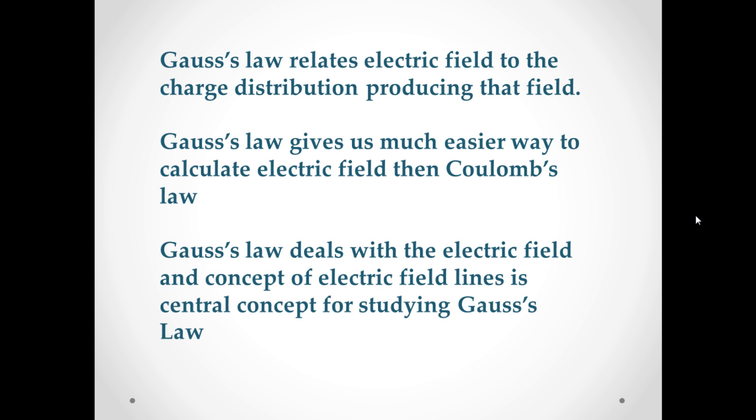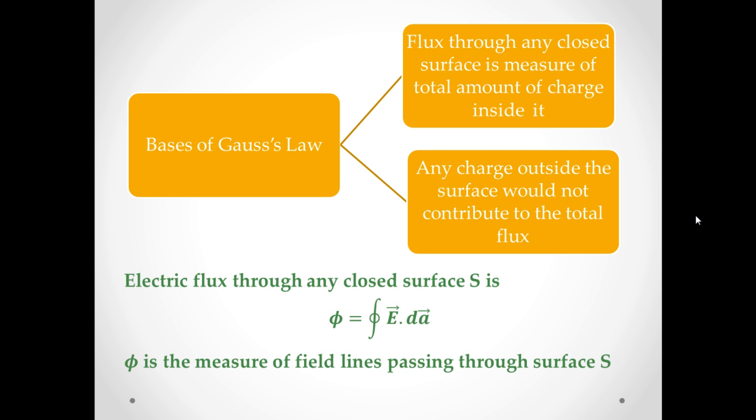So we now know that Gauss's law deals with the electrostatic field, and the concept of electric field lines is a central concept for studying Gauss's law. Gauss's law is based on the fact that flux through any closed surface is the measure of the total amount of electric charge inside the surface, and any charge outside the surface would not contribute to the total flux.